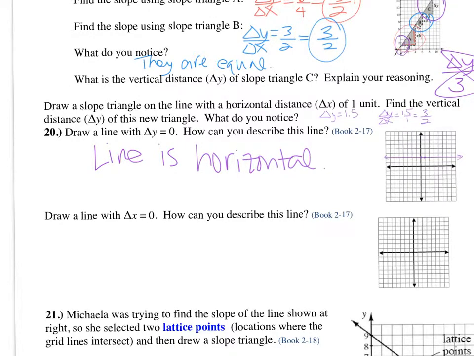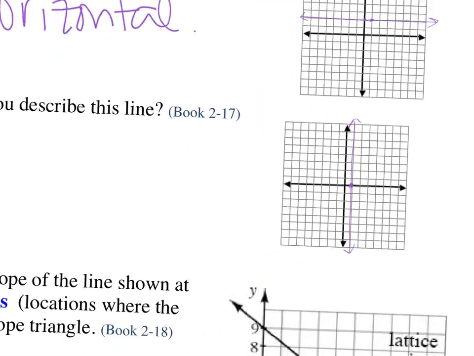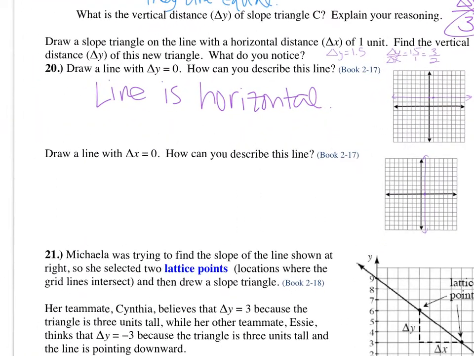So we now want to draw a line with a change of x of 0. So on my graph, I'm going to put a point somewhere. And we are told that the change in x is 0. So that means that we can go up and down, but we're not going to go over left or right. So this is now going to be a vertical line. So line is vertical.